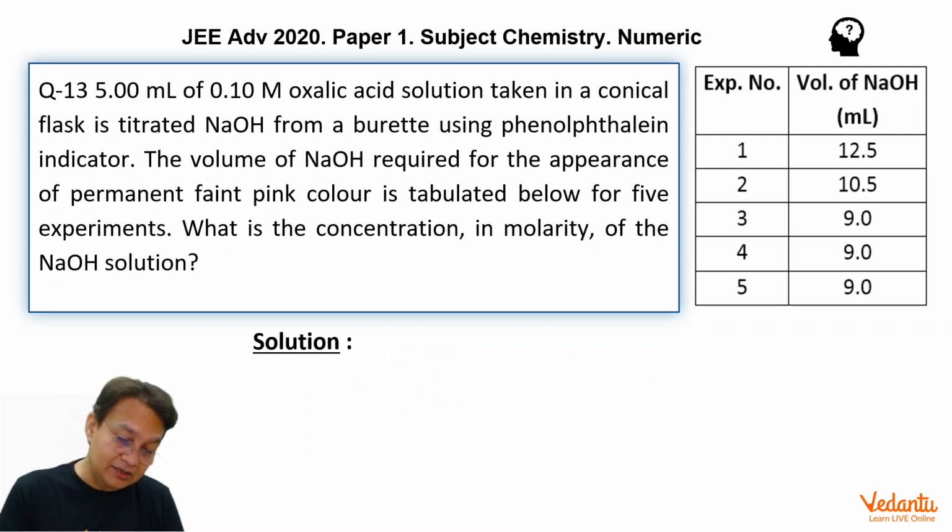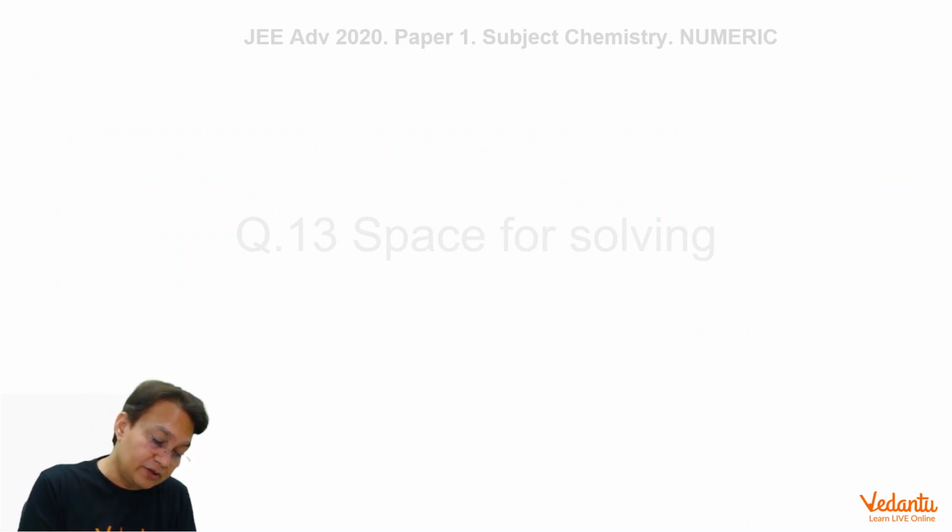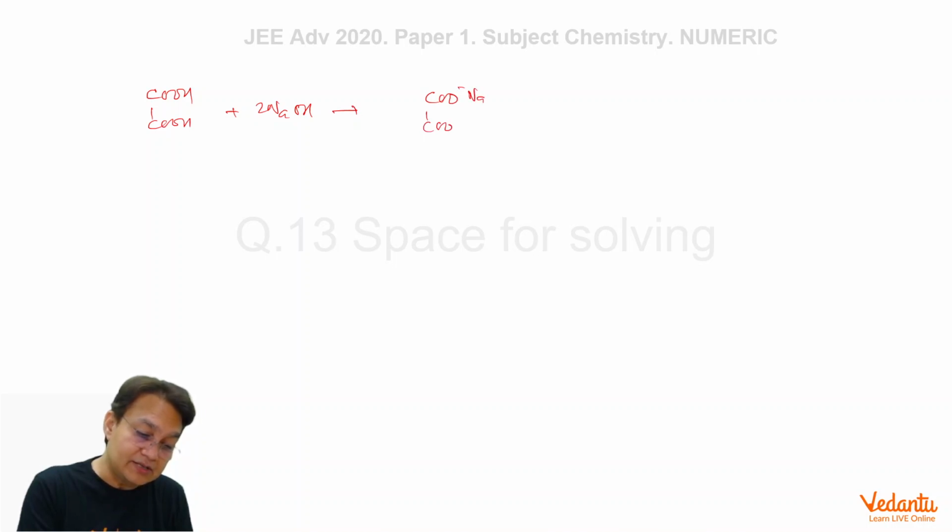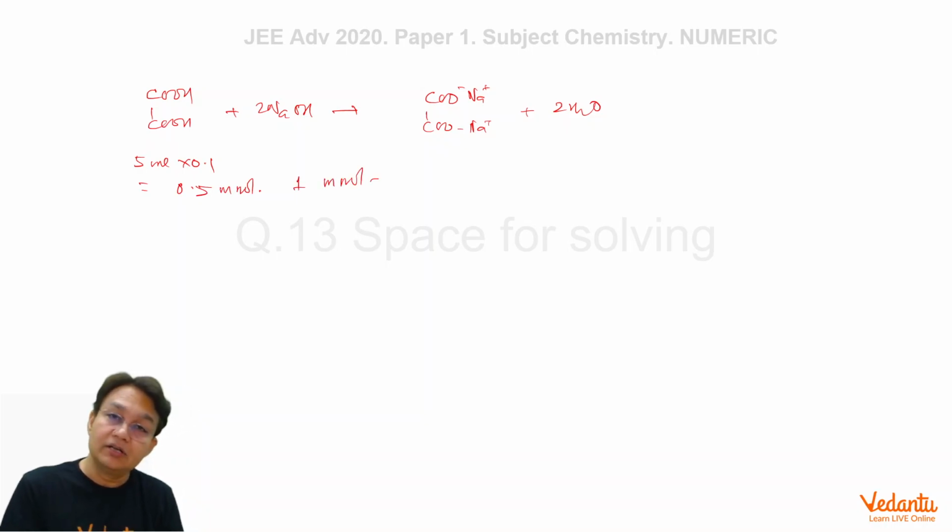If you solve it by the mole method, you have to write the full equation: (COOH)2 + 2 NaOH gives (COO−)2 Na+2 + 2 H2O. That means 5 ml into 0.1, which is 0.5 millimole of oxalic acid, will require 1 millimole of NaOH. That is the way of the mole concept. In this way, you have to balance the equation and do it by the mole way.